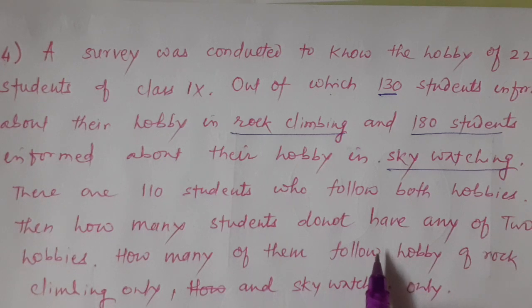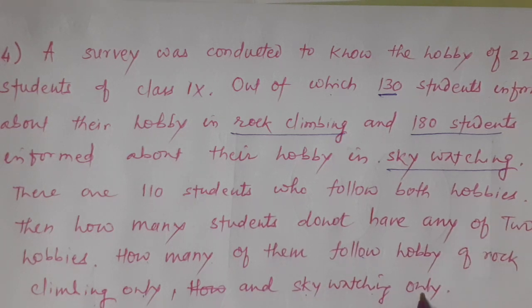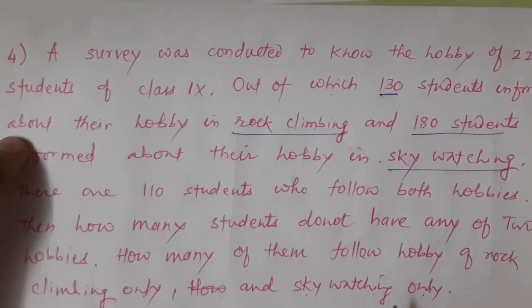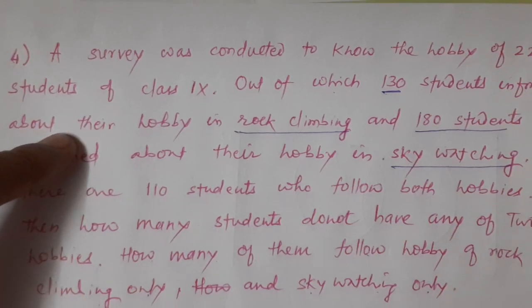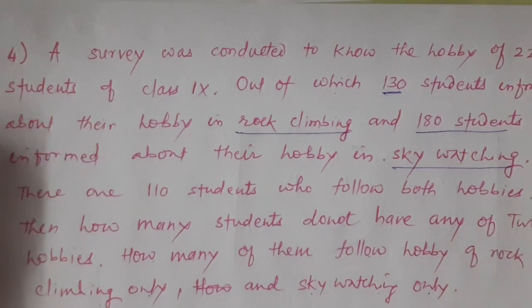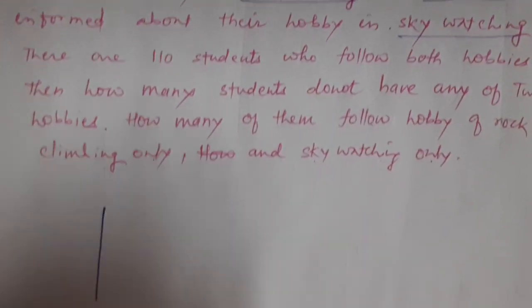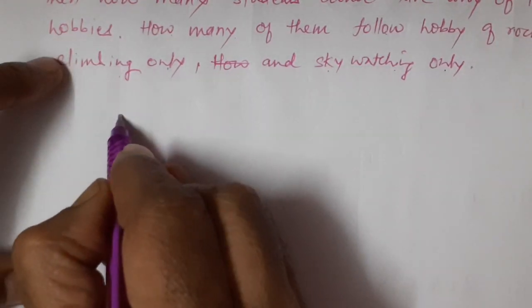That is the first question. Second question, how many of them follow the hobby of rock climbing only? And the third question is, how many of them follow the hobby of sky watching only? So these are the three problems. First of all, read it twice, thrice. First of all, understand the problem. Again, you have to use the concept of universal set with Venn diagram. And that is a very easy method to understand and solve.